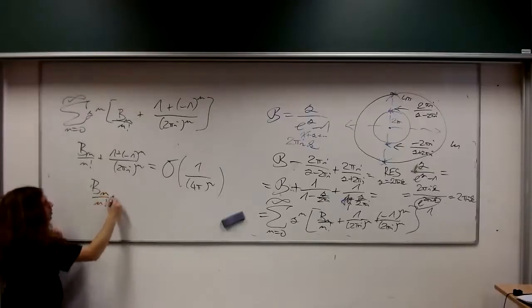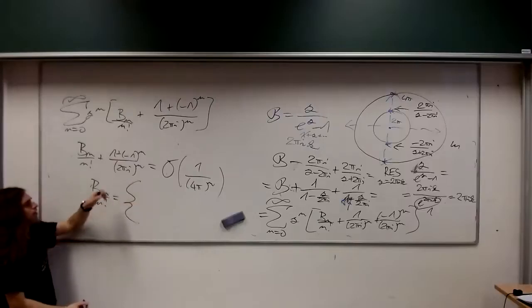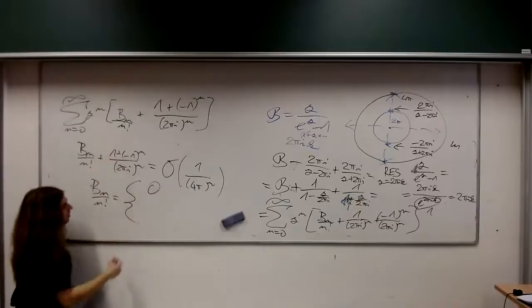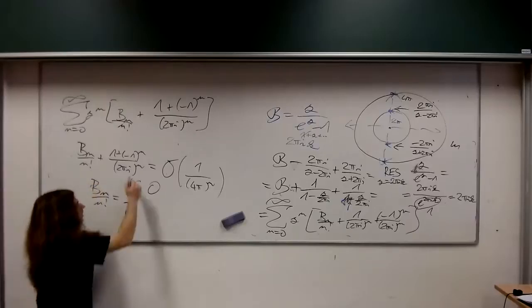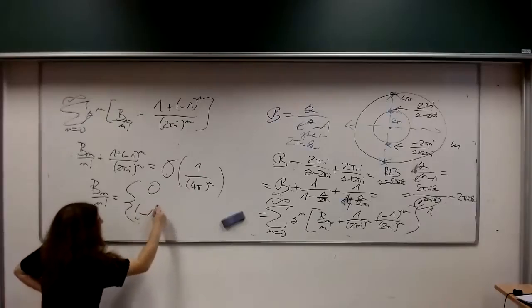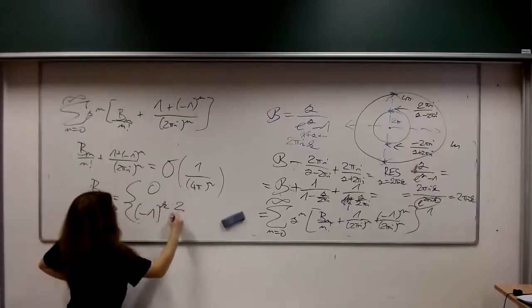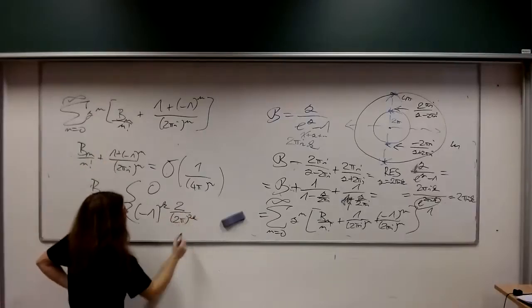So what we get here is that if n was odd, then this is 0. So we are just getting 0. And if n was even, then we are getting something like i to the 2n, which is just minus 1 to the n. I will just write some k here. And here we have 2, because 1 plus 1 is 2, over 2 pi to the 2k.